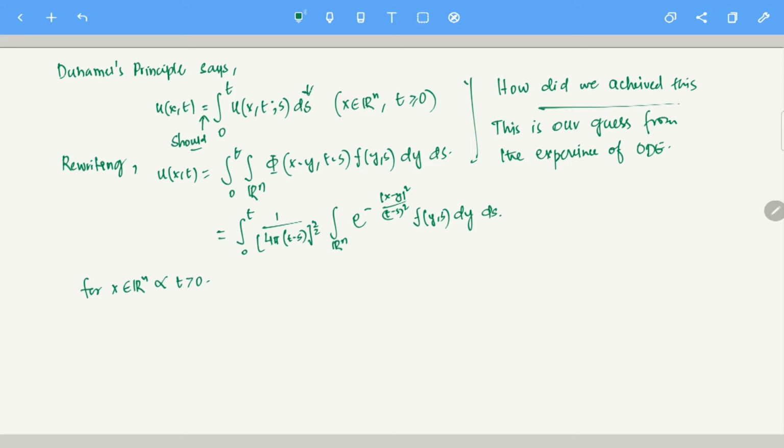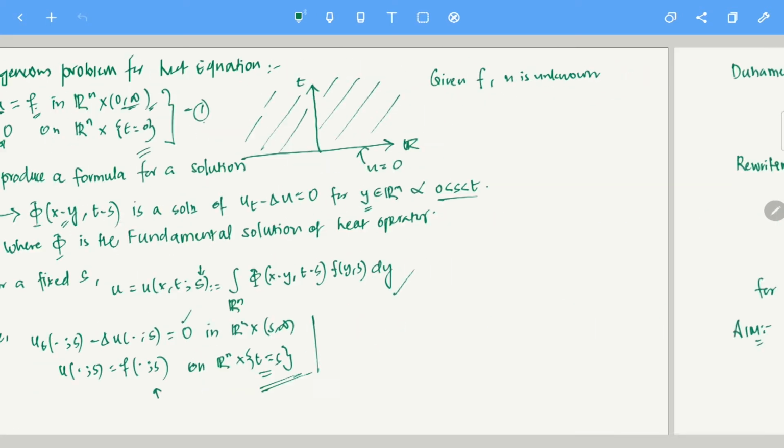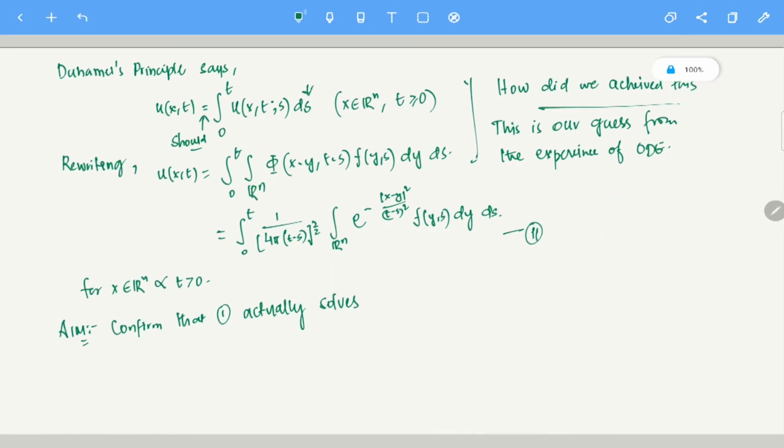Clear? So what is our aim? Our aim is to confirm that this is true. So let's say that's your 1. So the aim is to confirm that formula 1 actually solves this problem. The problem is 1, so let's say the formula is 2. So 2 actually solves 1. So this formula u of x,t given by 2 actually solves 1. So we have to prove this.